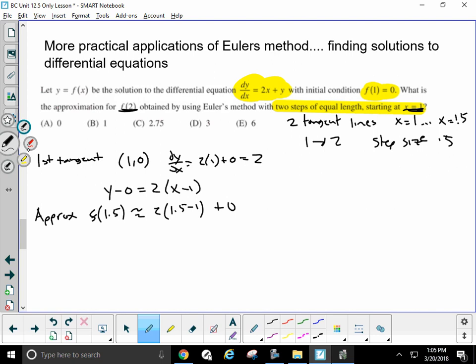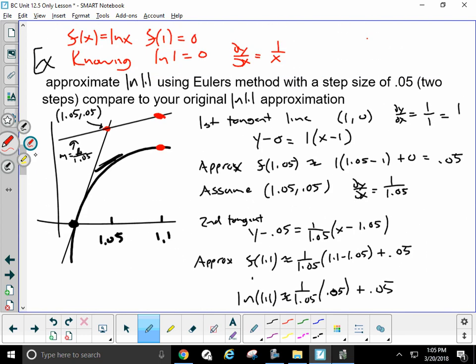Now, if you notice, right here inside our x minus x1, this is always our step size. So if we go back to our log approximations, we see 1.05 minus 1 is 0.05, 1.1 minus 1.05 is 0.05. It's always going to be the step size in there. So that's something to make sure you see every time you're doing these.